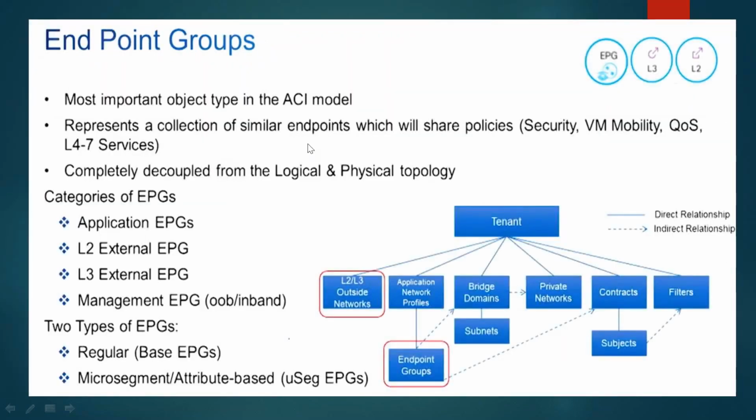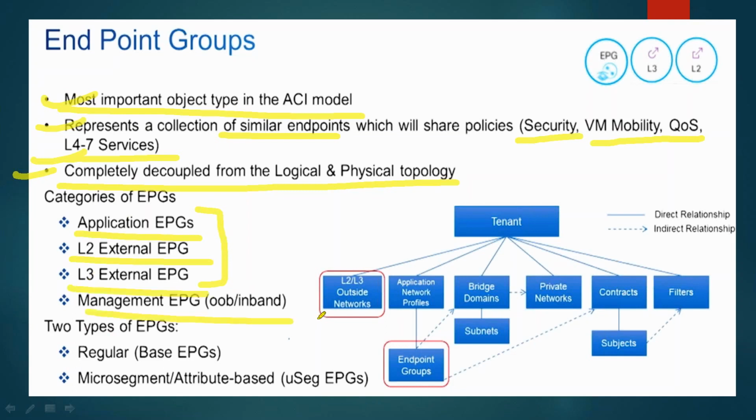All right, then finally you can see the endpoint group. Now endpoint group, why do we have this slide? Because you will find that it is the most important object type in the ACI model, representing a collection of similar endpoints which will share policies like security, VM mobility, QoS, L4, L7 services, completely decoupled from the logical and physical topology. So all the important things you are seeing here in the endpoint group, they can be categorized as application endpoint. See a long list: application EPG, L2 EPG, L3 EPG, management EPG, inbound. Two types of EPG we have: regular or attribute based.